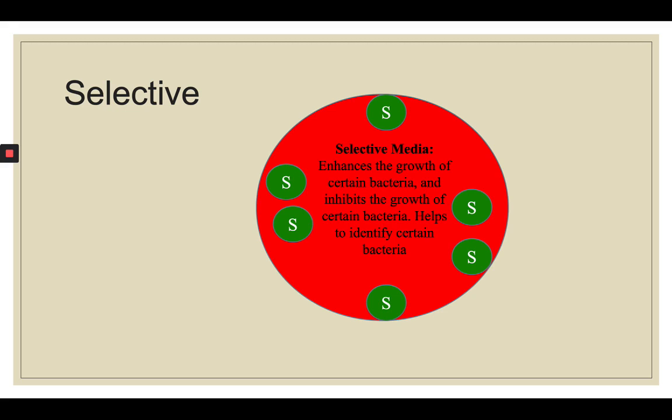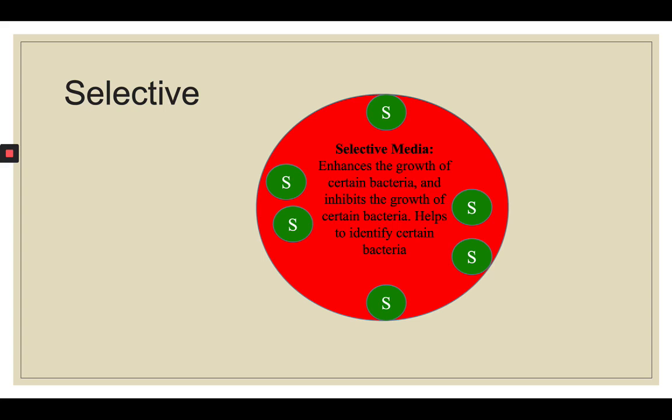Selective media, basically we're trying to figure out what the bacteria are. So the material that is in the agar either enhances the growth of certain bacteria or inhibits the growth of others. So basically, if it's going to grow, we want it to really grow, and if it's not going to grow, we want to get rid of it. And it helps to identify certain bacteria.